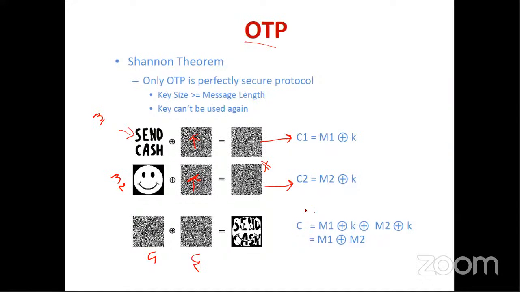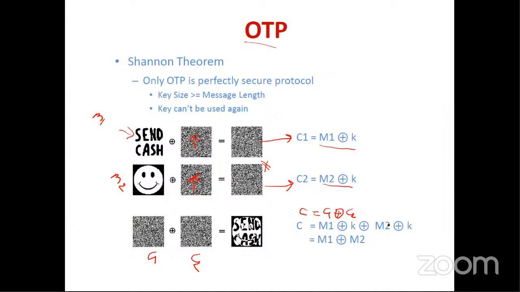So what the adversary is doing is computing this C1 XOR C2, which is on the public channel. He can see it and use it. So if we put in the values of C1 and C2, what was C1? M1 XOR K. What was C2? That was M2 XOR K.